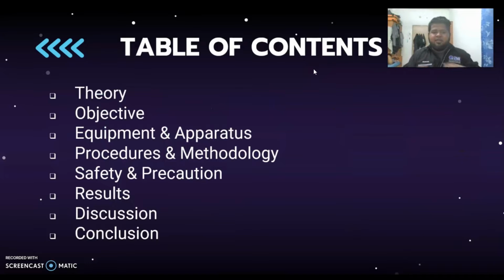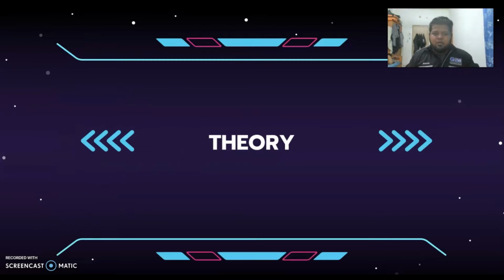Next, let us look at the table of contents. Our lab consists of theory, objective, equipment and apparatus, procedures and methodology, safety and precautions, results, discussion, and also conclusion. Okay, let us look at the theory part.